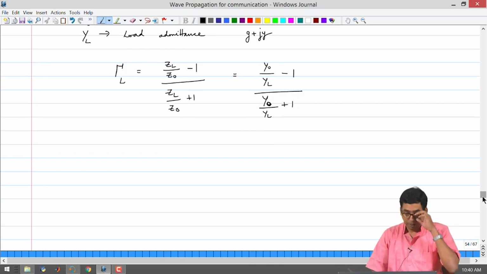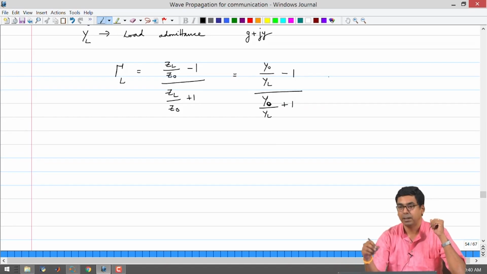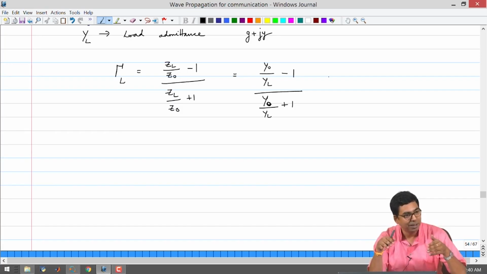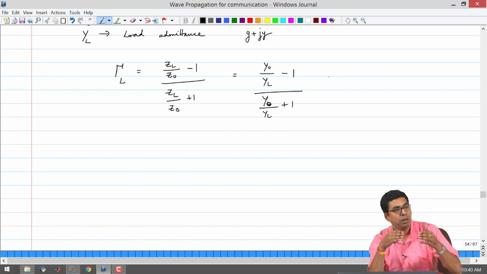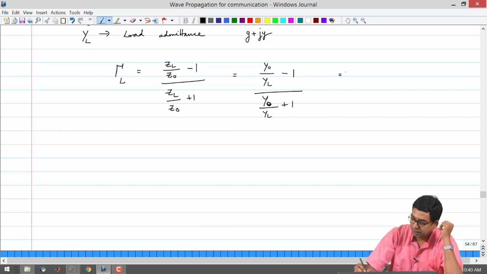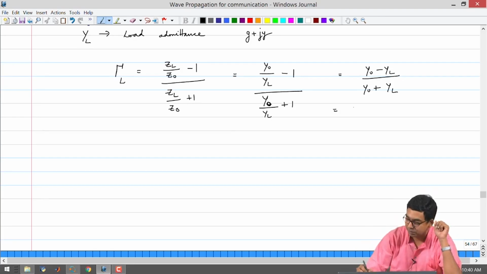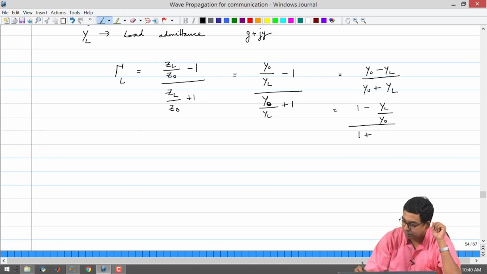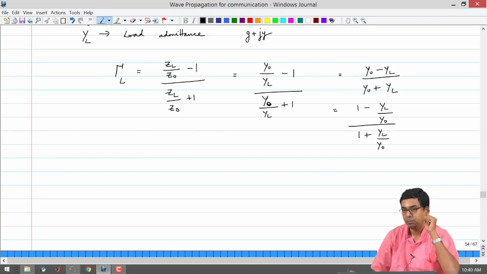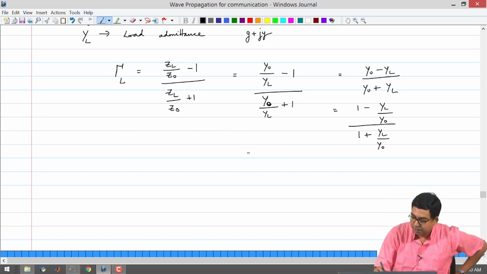We could also do something else. Y naught by YL seems a little weird. We have normalized impedance with respect to transmission line impedance, and we would like to do the same thing. We could simply write this down as Y naught minus YL divided by Y naught plus YL, and then divide by Y naught to make our life simpler for the normalization process. So, that will look like 1 minus YL by Y naught divided by 1 plus YL by Y naught, okay, and the normalized admittance you can call YL bar.